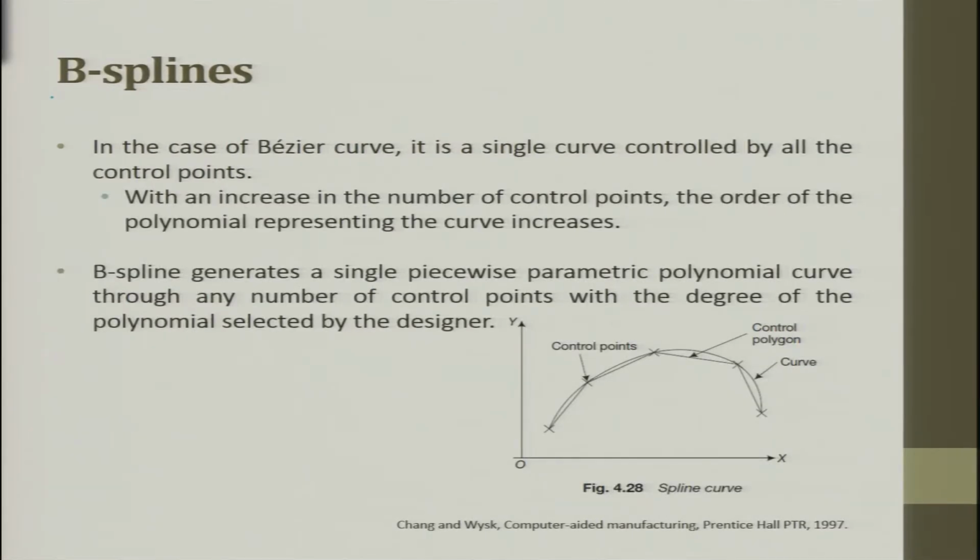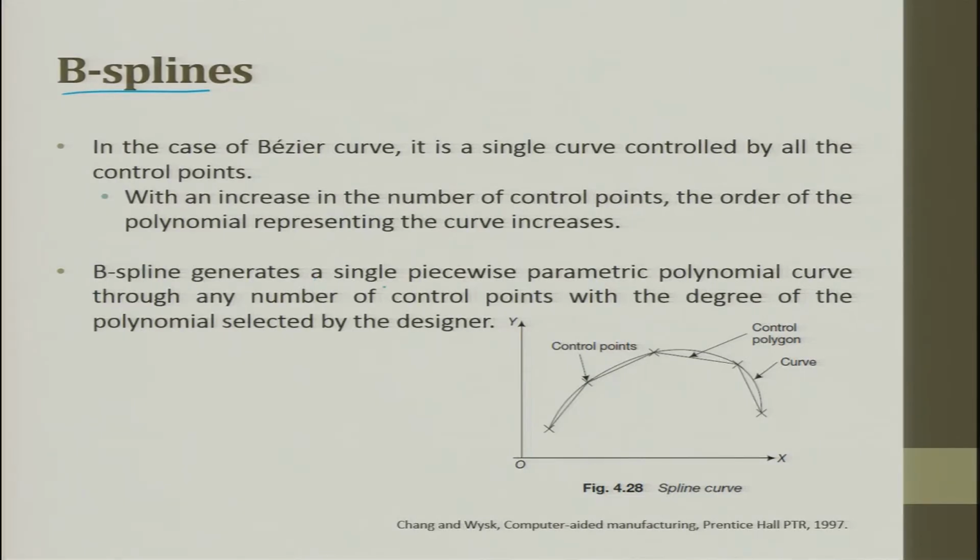The next advancement: I wanted to control as closely as possible. So, the limitation in Bézier was removed by using B-spline. In the case of Bézier curve, it is a single curve controlled by all the control points. With an increase in number of control points, the order of the polynomial representing the curve increases. So, if you want more and more control, you have to keep increasing the number of control points.